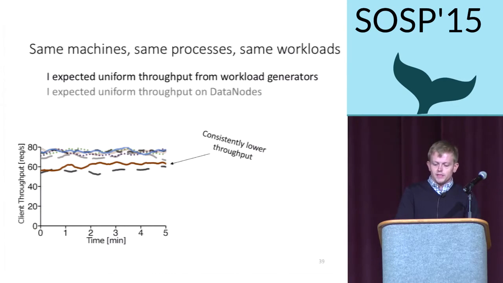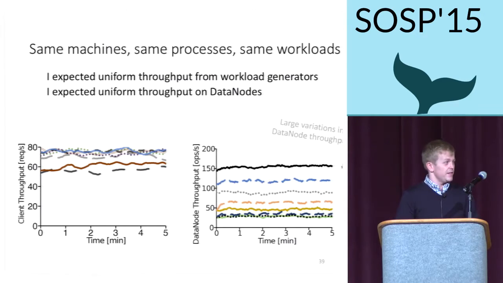Furthermore, I was also expecting to see uniform throughput on the data nodes, since I'm just reading at random and files are distributed randomly. But in this case, the HDFS data nodes were seeing drastically different throughput. Each line here is the throughput of one data node. So clearly there's something very suspicious going on, and we'll walk through the steps of figuring out what it was.